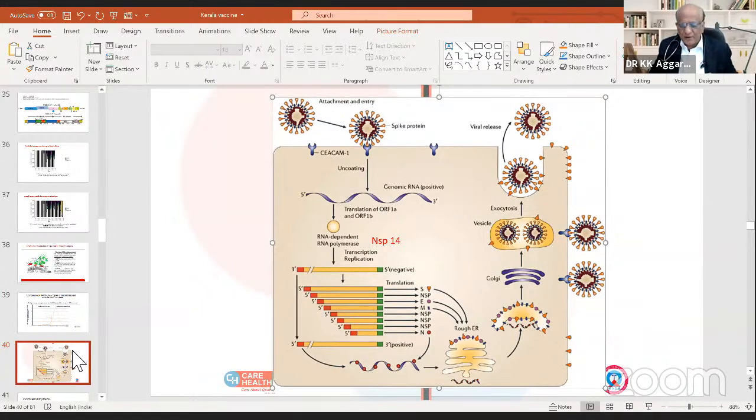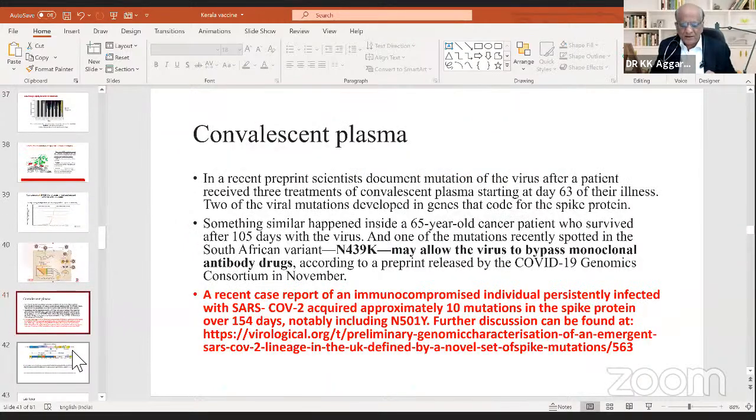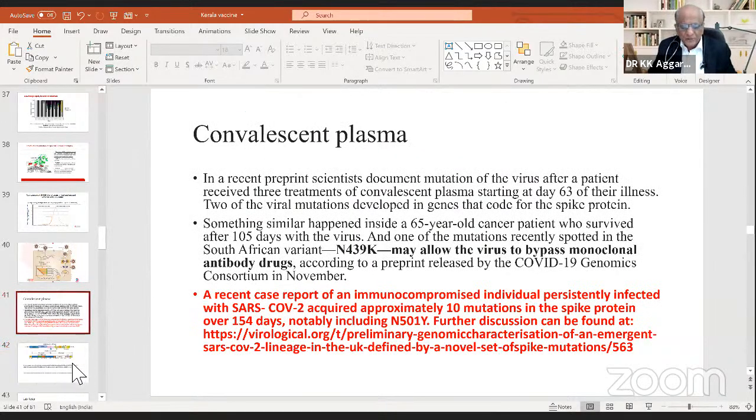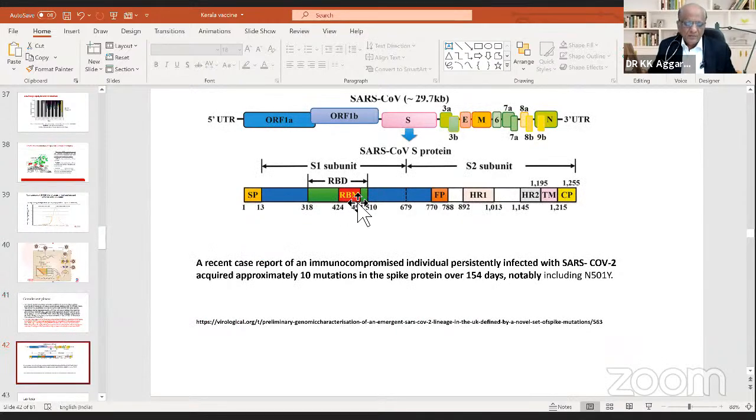Convalescent plasma, I have already said, there are so many mutations seen when patients were given convalescent plasma and converted into viral resistance. The 439 mutation has been seen, the 541 mutation has been seen, and the 501 mutation again has been seen. You can see the 439 mutation is again in the RBM. So the next mutation will come. One of the areas is the 439 mutation, which will allow the virus to bypass monoclonal antibody drugs.